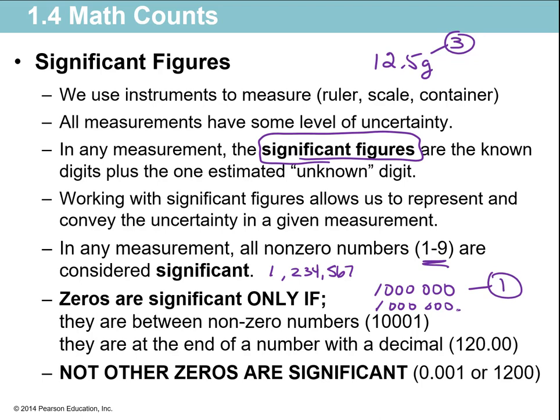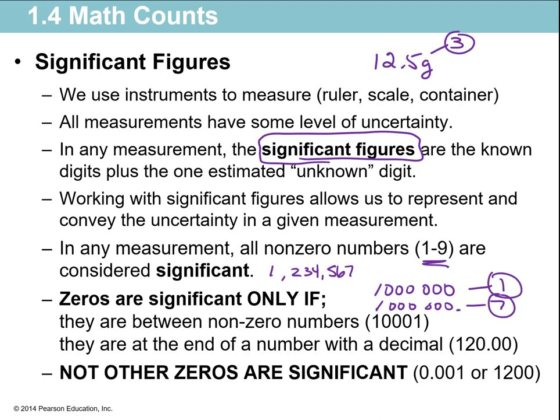Now, I'm sure of all those zeros, that's why I put that decimal place at the end. So how many significant figures are there? 7: the one and all six of those zeros. So this would actually be seven significant figures. Zeros are only significant if they are at the end of a number and there's a decimal place somewhere in there.